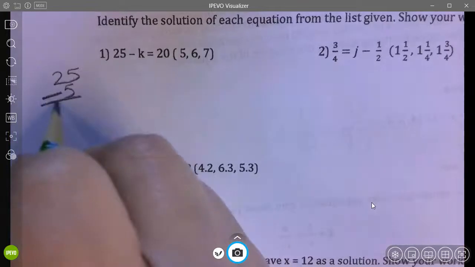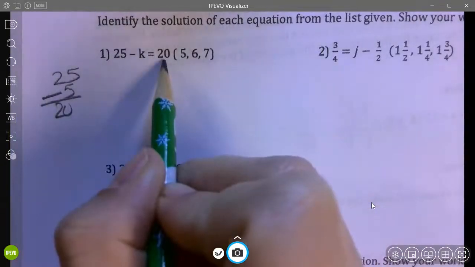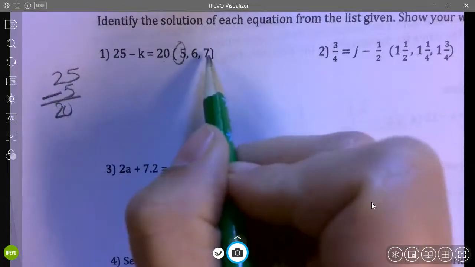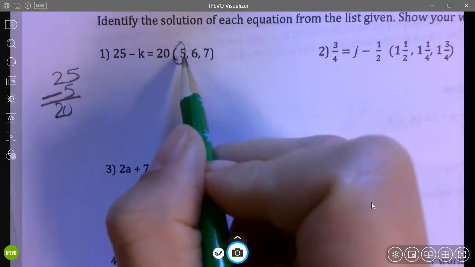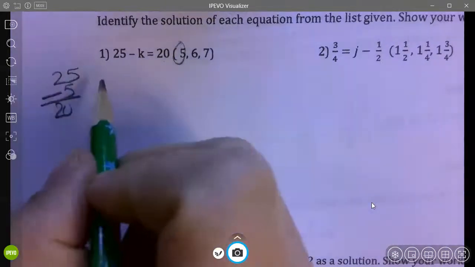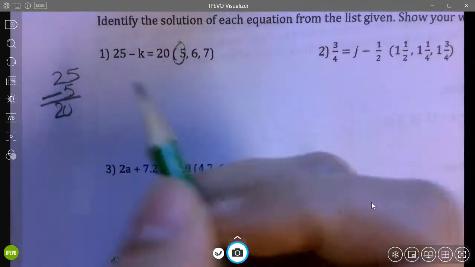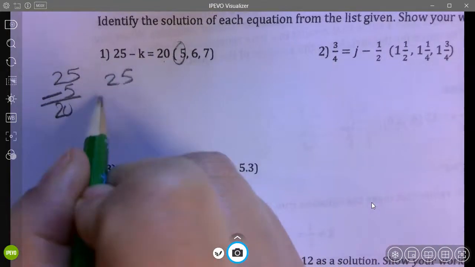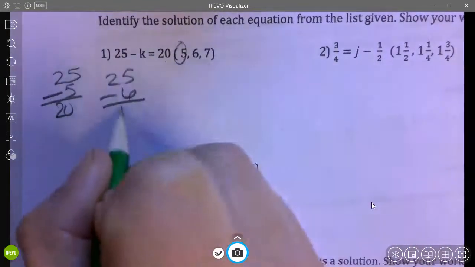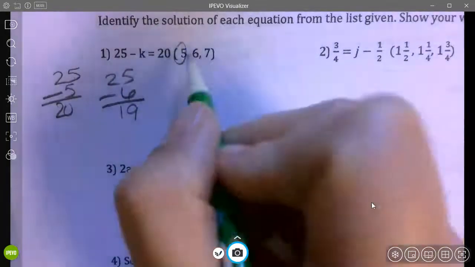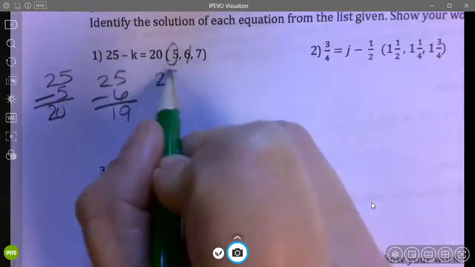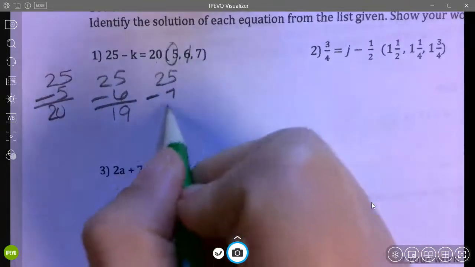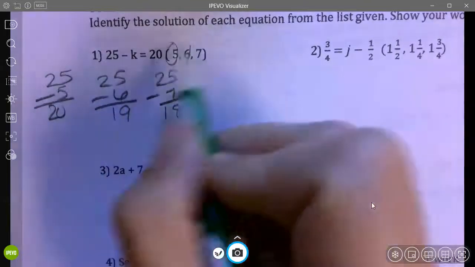25 minus 5 is going to give me 20. And what am I looking for? I'm looking for the 20. Since they are all whole numbers, I know that I'm only going to get one solution, but I want to make sure that I check just in case I did my math wrong on one of them. So if I have 25 and I substitute the 6 in, that's going to give me 19, which is not 20. And then if I do 25 minus 7, that is going to give me 18, and that is not a solution.